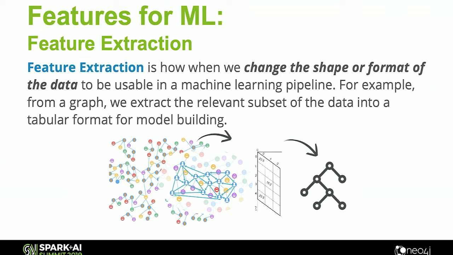First is feature extraction. So that's really just about how do I change the data that I already have that's naturally networked, because that's how most of our data comes, it already has the relationships there. How do I change that into a shape that's usable in my machine learning pipeline? And that could be really something as simple as saying, hey, I've got this graph, and I really just want to do my machine learning on the most connected nodes.